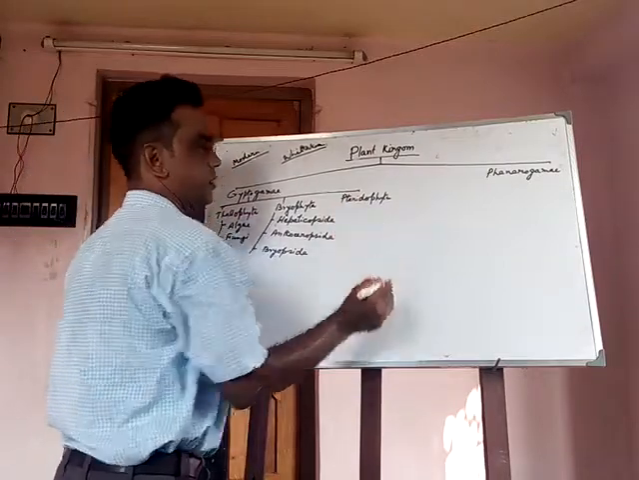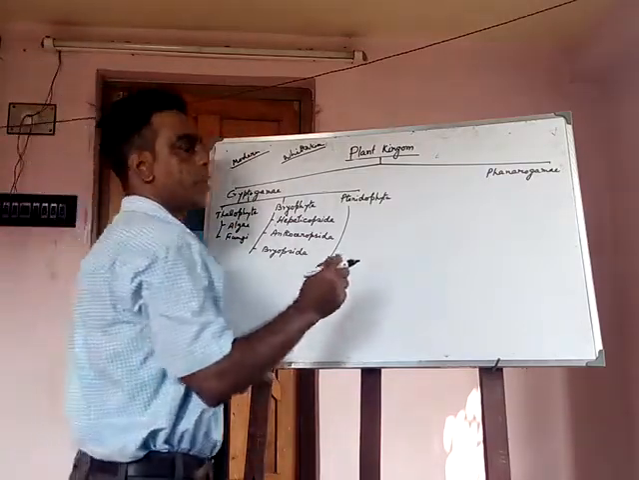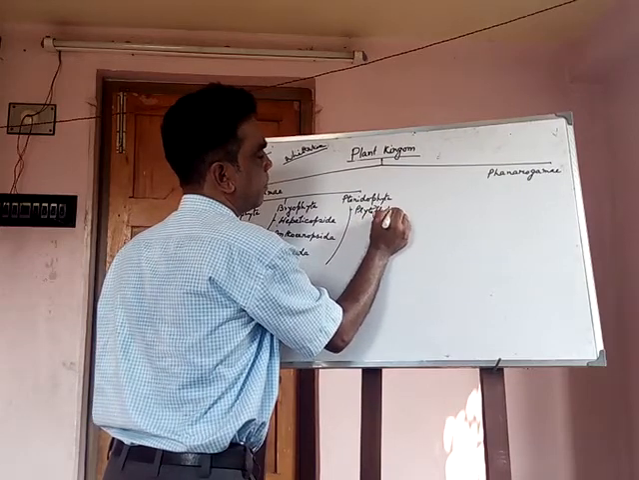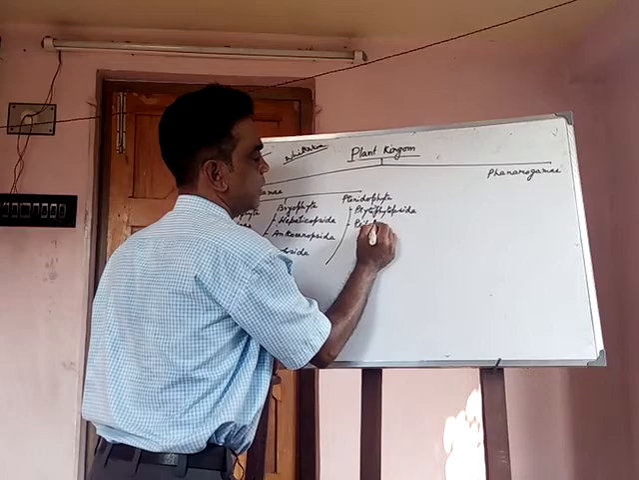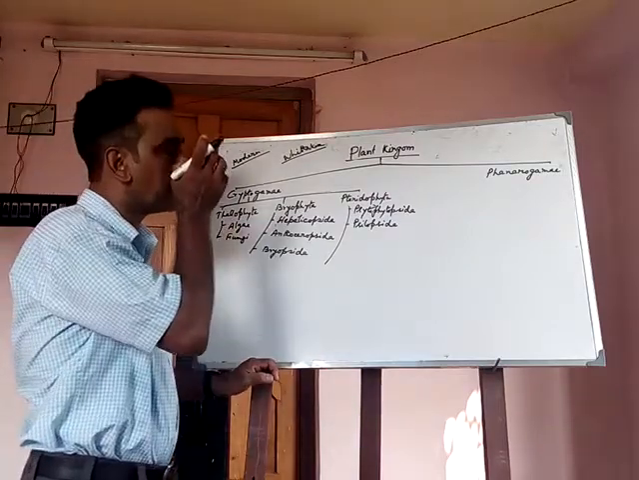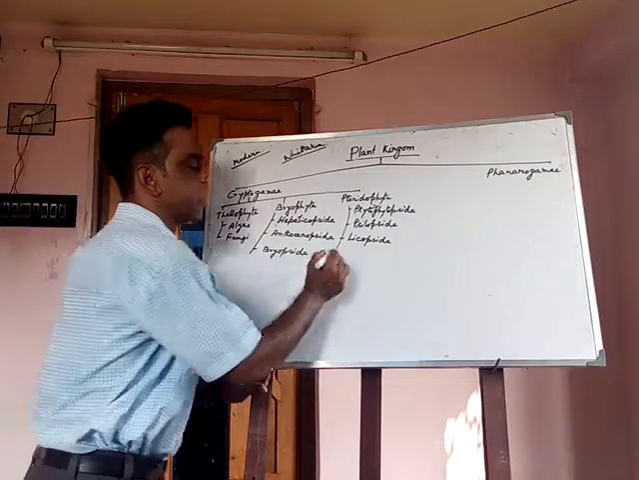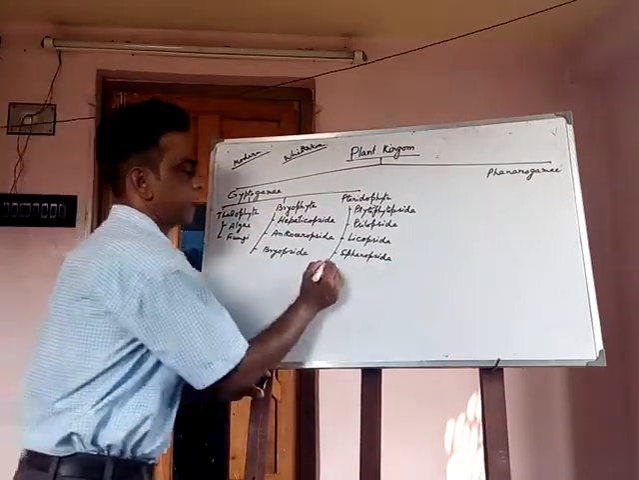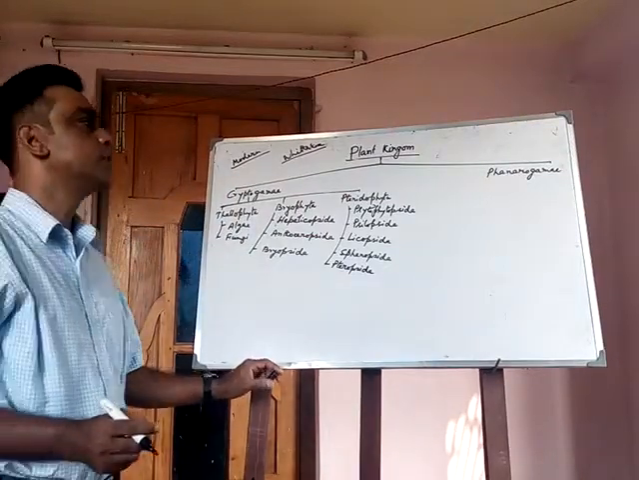Now, Pteridophyta is divided into many groups: Psilopsida, Lycopsida, Sphenopsida, and Pteropsida. That is the group of Pteridophyta.